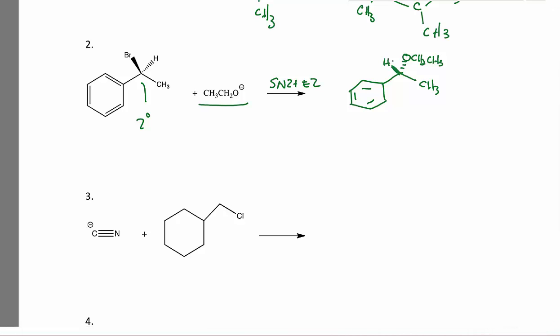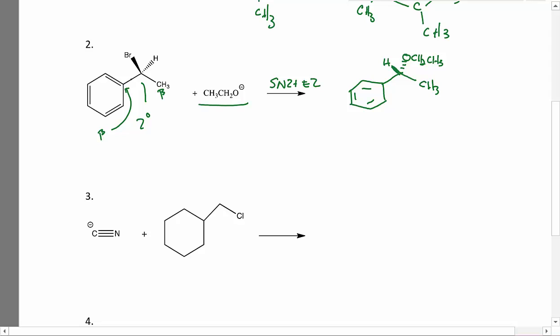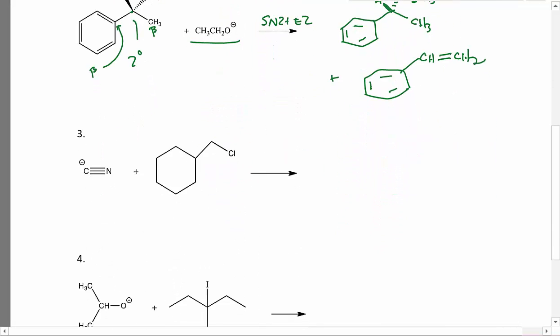Now for the E2, I've got a beta carbon here, right? And I've got a beta carbon there. But there are no hydrogen atoms on that beta carbon there, so you cannot get the elimination product, right, where you would get the double bond between this beta carbon and your alpha carbon. You can only get the elimination product between this beta carbon and your alpha carbon. So my elimination product would look like that. Okay.